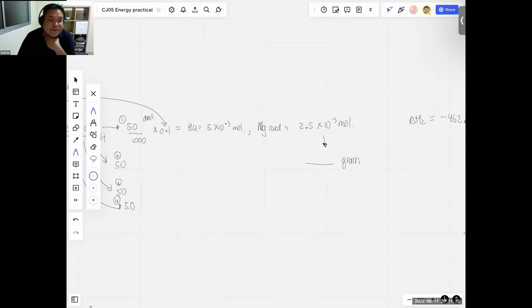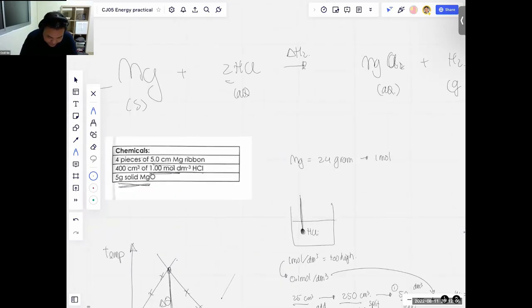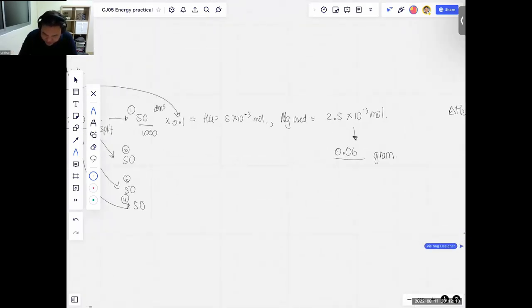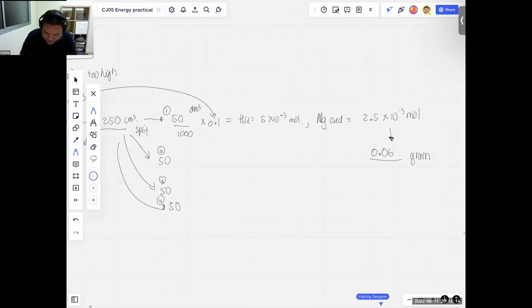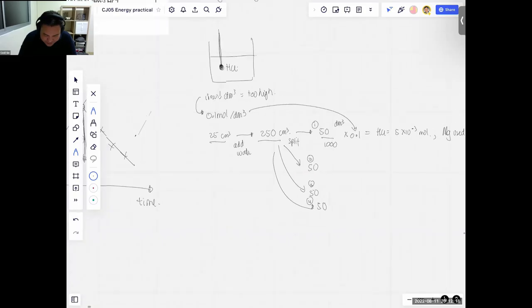Mr of magnesium? Times 24, because the Mr is 24. Times 24. How much? 60, divided by 1000. 0.06 gram. Okay, each strip here, because they give you four pieces, yeah. I think this thing is too small here.